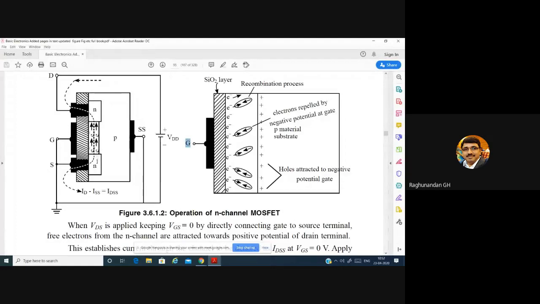Here the flow of charges from source to drain is controlled by the gate voltage. Electrons are negatively charged. If you give a negative voltage, the electrons which are flowing here get deflected into the p substrate instead of moving towards the drain. So the number of electrons flowing to the drain starts decreasing. This is what happens.